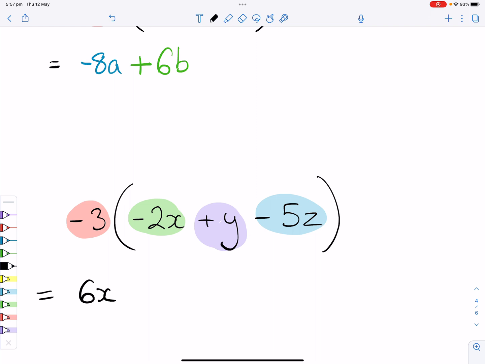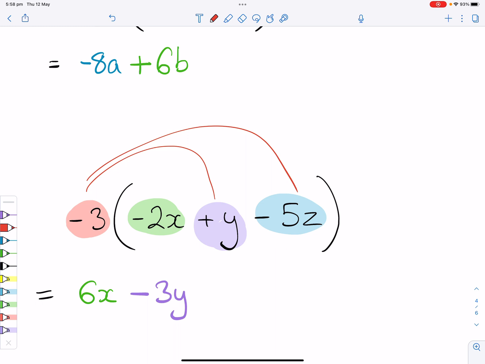Now, I wanted to keep it color matched. Let me just rewind. So that would be +6x. Now I do the -3 times the positive y. My answer should be negative, and it's 3 times the y, so that's -3y. Now I want to do -3 times the blue term. So I've got -3 times -5z, so that's a positive answer. Now just look at the numbers. 3 times 5 is 15, and the letter z just gets brought along for the ride.